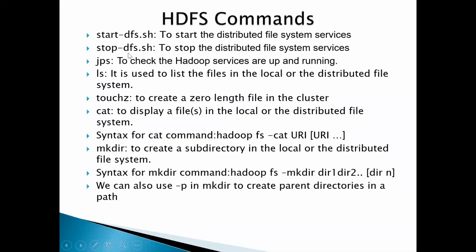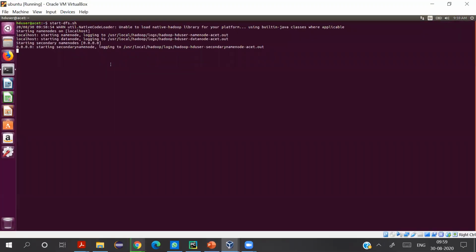And to stop these services, we'll use stop-dfs.sh. This we'll use at the end of this video. To check the Hadoop services status, we can use the Java process status command. So our services are almost ready. To see the status, we can use the jps command. You can see that the secondary name node, the name node, and the data node are all running.